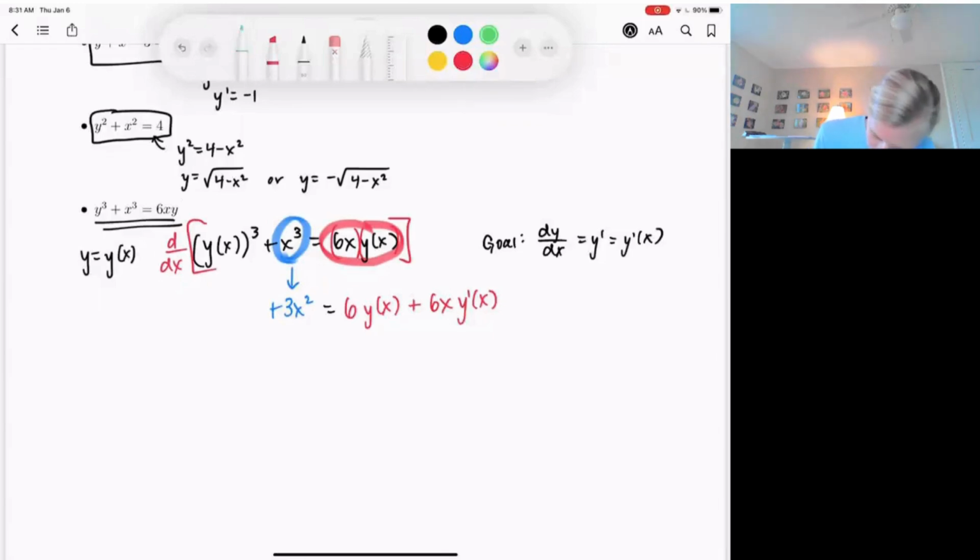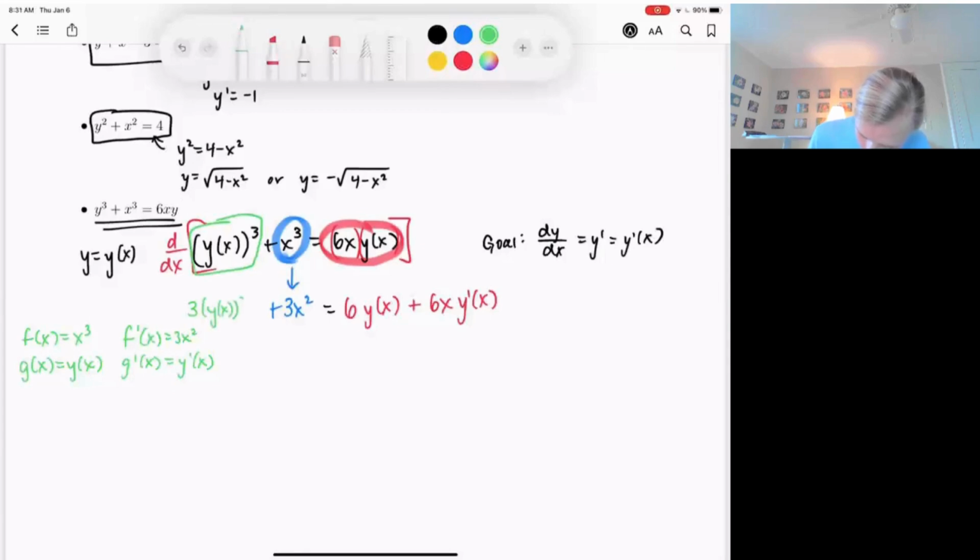Okay, and so we have one last piece to deal with. We have this piece here. I need to use the chain rule on that piece because I have a function inside of a function. So for the chain rule, my outside function here is x cubed. My inside function is y of x. The derivative of x cubed is 3x squared. The derivative of y of x is just y prime of x. So here I'm going to get 3y of x squared times y prime of x.